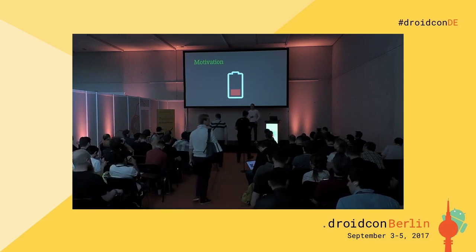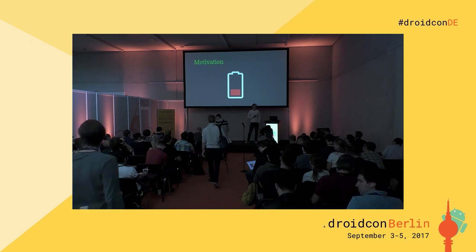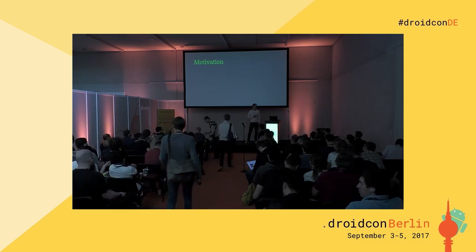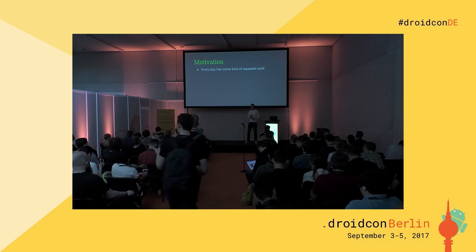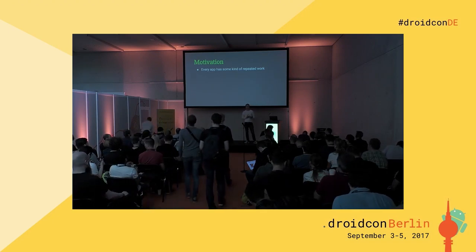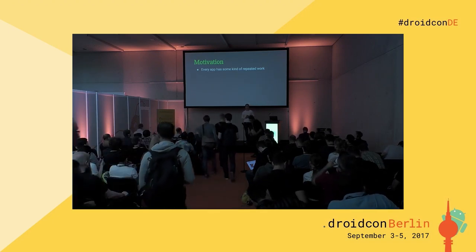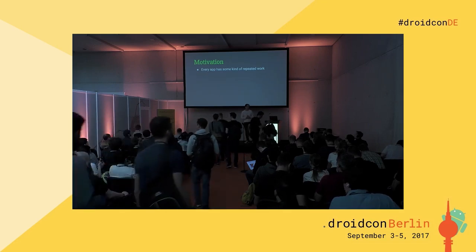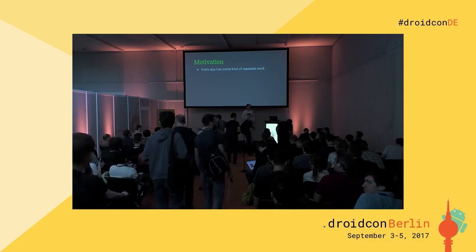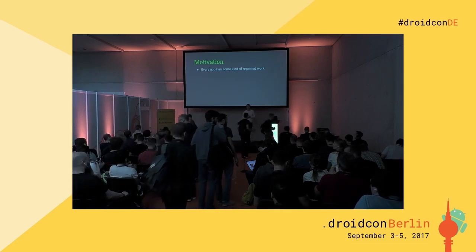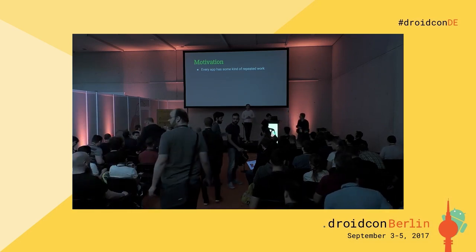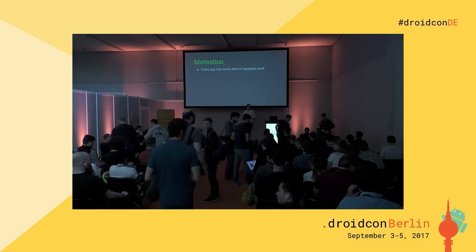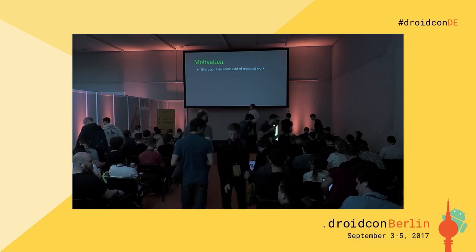And one of the reasons why the battery is running out so fast is repeated work. I think every app out there has some kind of repeated work that it needs to do over and over again. May it be the popular synchronization job or a cleanup task or anything like that. Here, we can be really smart and avoid a lot that the battery is running out so fast.